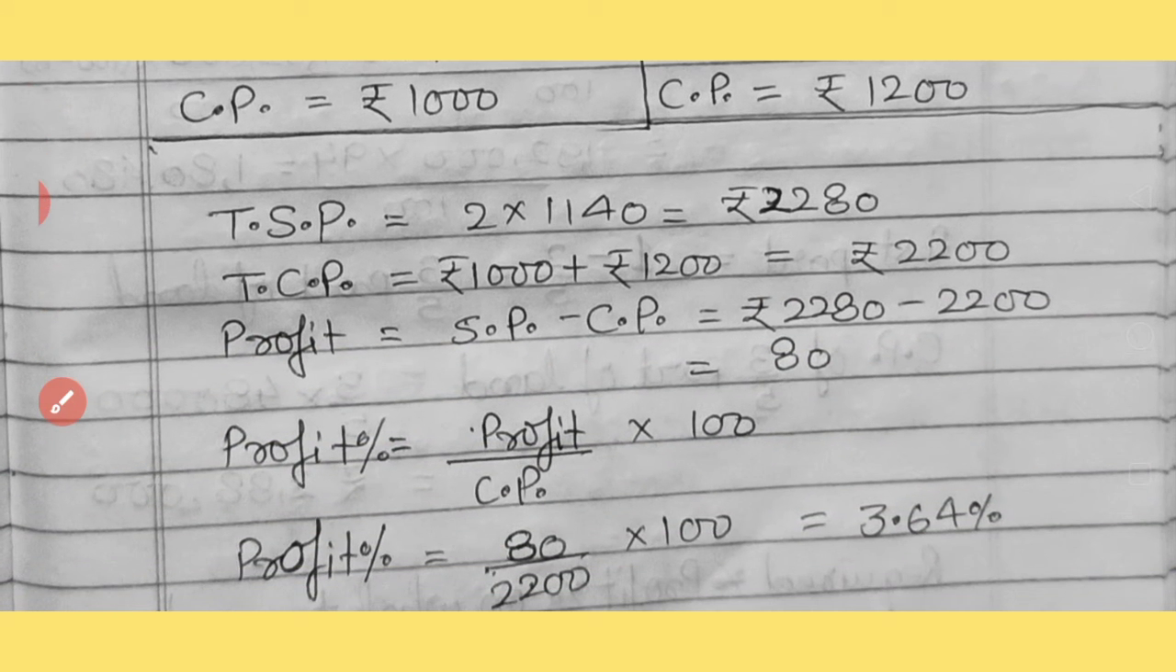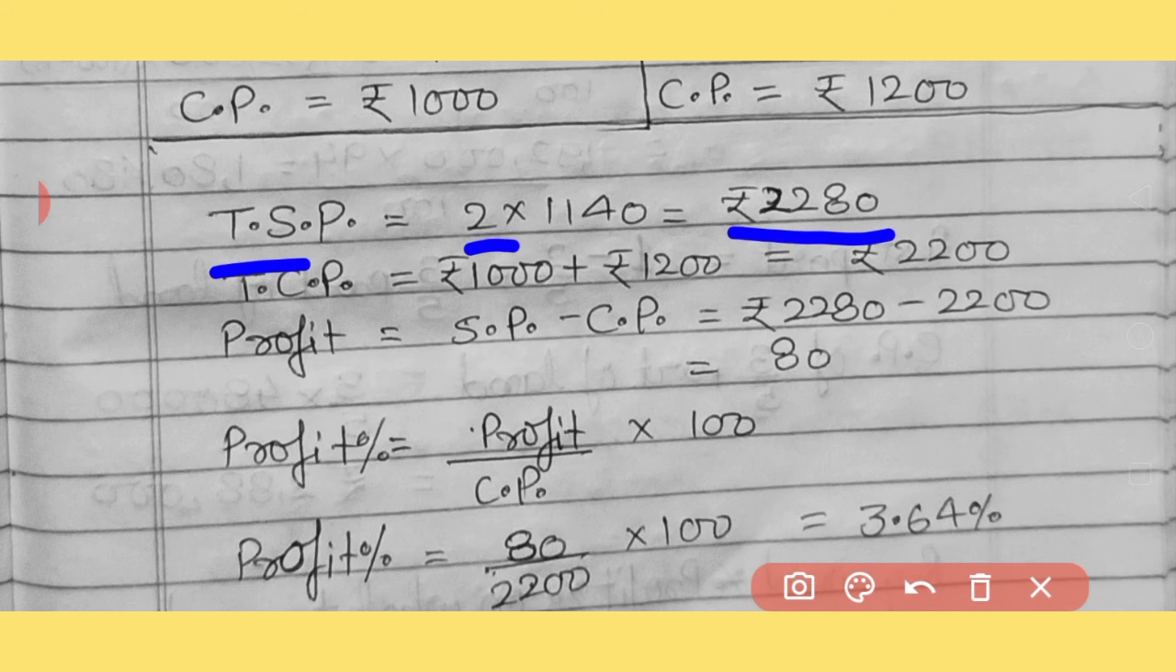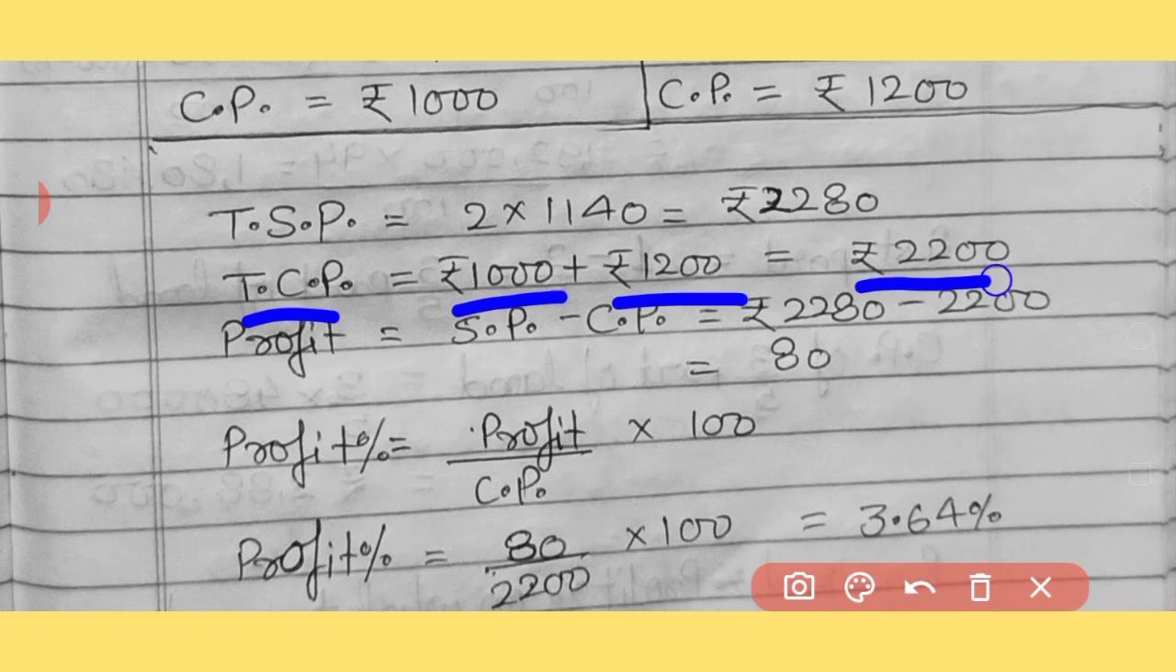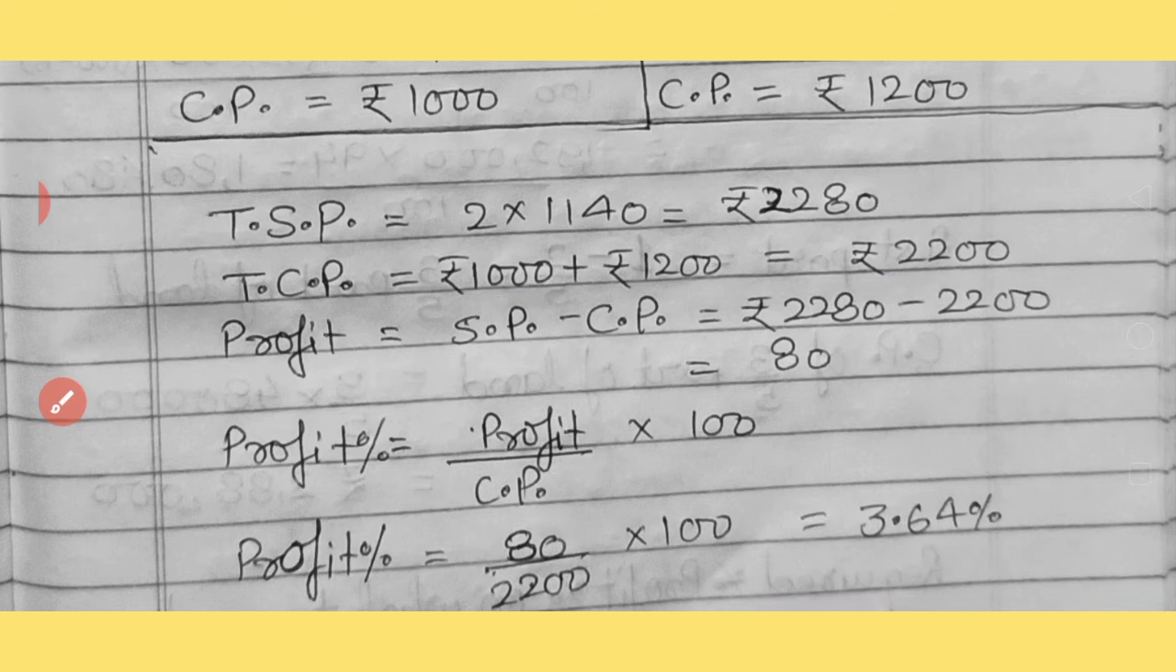So firstly we have to know the total CP and the total SP of the objects. There are 2 objects and both have been sold for 1140 rupees each, so the total SP will be 2280 rupees. The cost prices are 1000 and 1200, so added it becomes 2200. It is very clear that CP is less than SP, which means he is making a profit.